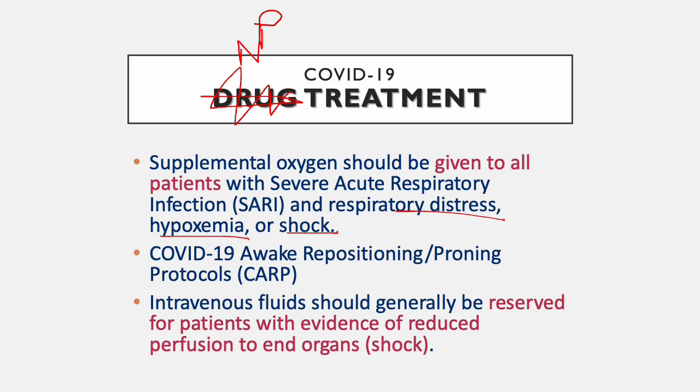Now, another non-pharma approach in COVID-19 is the awake repositioning proning protocols. So they have found out that there is increased oxygen saturation, okay, when you put the patient on prone position, pag idinadapa sila. Okay, so that's the reason for the CARP, COVID-19 Awake Repositioning Proning Protocol. So you put the patient on prone position for a few minutes, and then on the side, and then on their back, then go back again to prone position. That is again to promote better saturation of oxygen in the pulmonary capillaries.